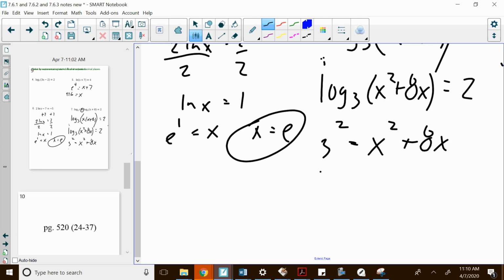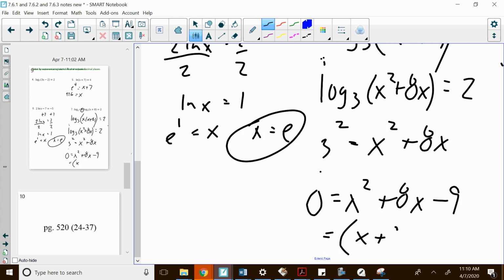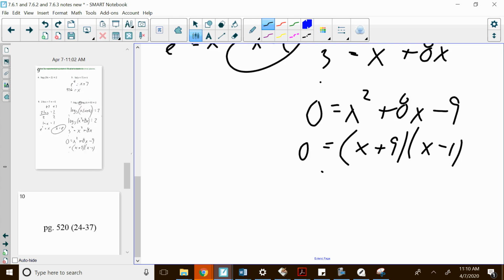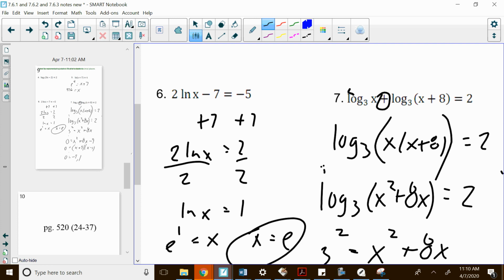So then that's 9, so we can subtract the 9 over and get 0 equals x squared plus 8x minus 9. That's a factorable quadratic, x plus 9 times x minus 1. And we get answers of -9 and +1. Now it's temporary, by the way; I'm going to check both of those. When you see two log expressions on the same side of an equation, you're going to have to condense first, which is what I did here using my product rule from last week.